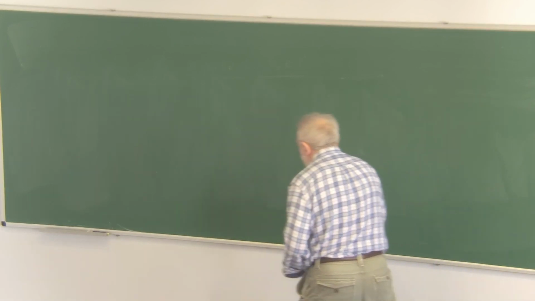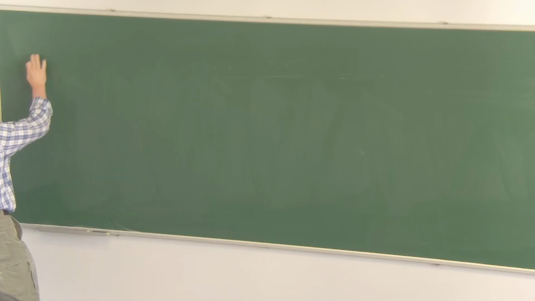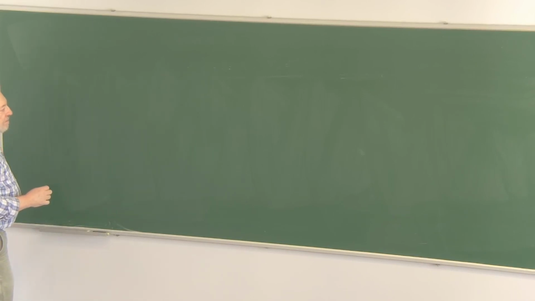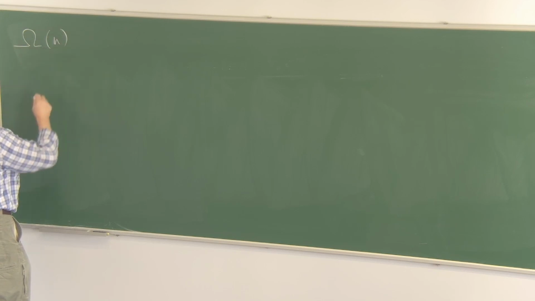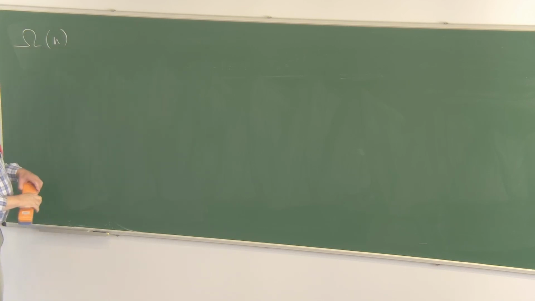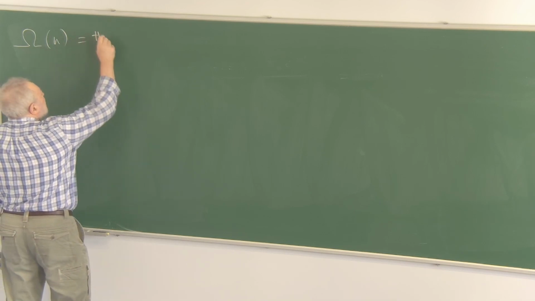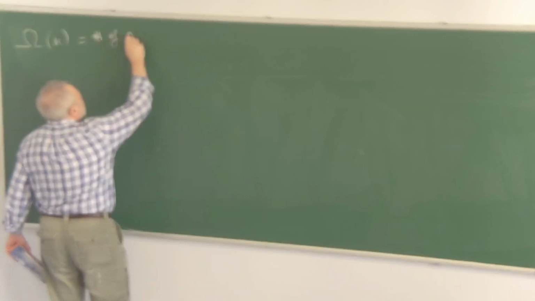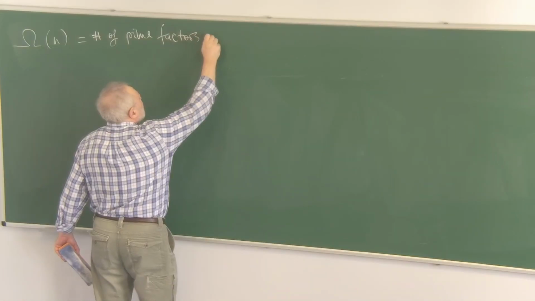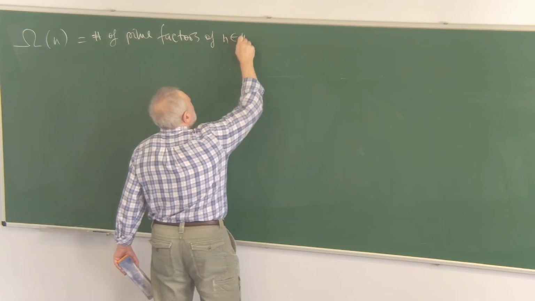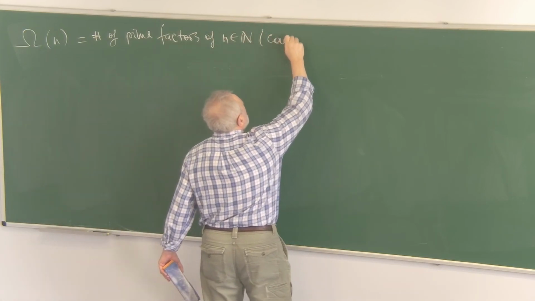Okay. So Terry already mentioned definitions of these functions. This is so-called big omega. And this is the number of prime factors of n counting multiplicities.